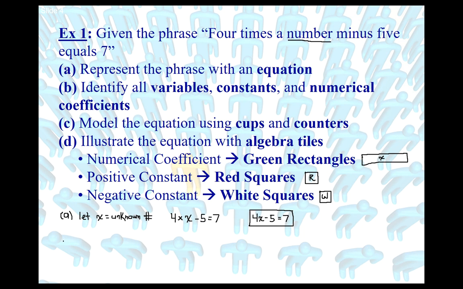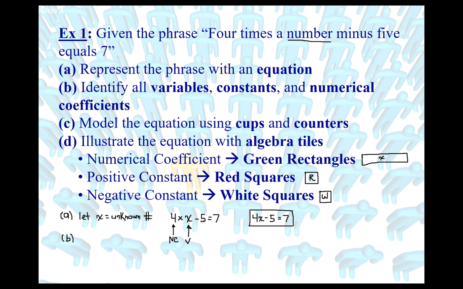Okay, part B says identify all variables, constants, and numerical coefficients. We'll do it based on this equation. The letter is the variable, so that's x. Now, is the 4 attached to the x through multiplication a numerical coefficient or a constant? It's a numerical coefficient. A numerical coefficient is attached to a variable through either multiplication or division.